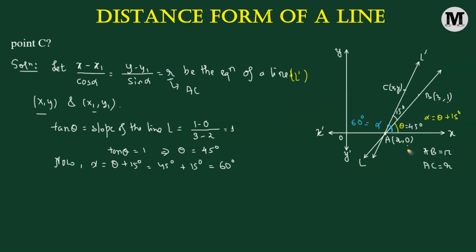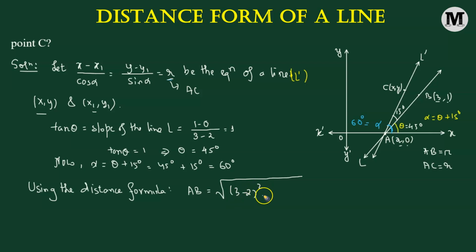So we can use the distance formula to find the length of AB. The length of AB is given by the square root of the square of the difference of the x coordinates, so we take 3 minus 2, square this value, and then add it to the square of the difference of the y coordinates, which is 1 minus 0. Solving this gives us the square root of 2. So AB comes out to be the square root of 2. In other words, the R value is equal to the square root of 2, which is also equal to the value of AC. So now we have obtained the value of alpha and the value of R, that is square root of 2. We're ready to find the equation of the line using the distance form.